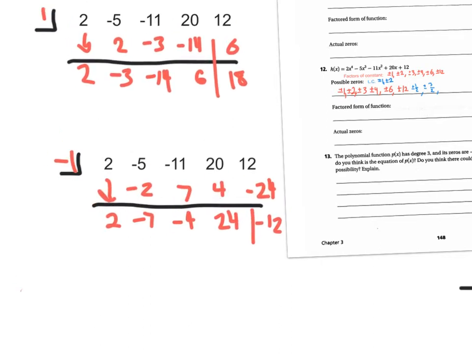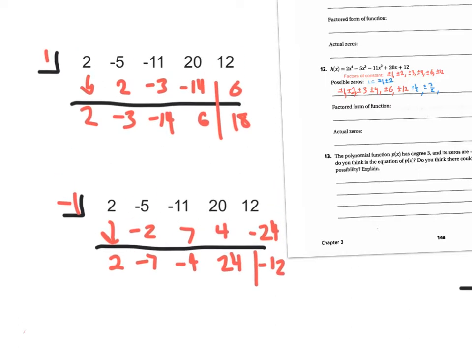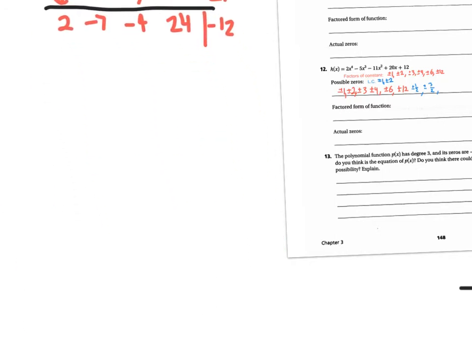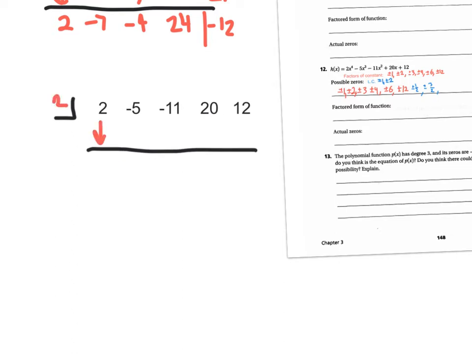Okay, so we already tried 1, right? That's right here. We tried 1, didn't work. We tried negative 1, didn't work. So we need to keep trying. I'll move this to the side, guys. We need to keep trying, and I'm going to try the next number that's in line, which is 2. So let's try 2, and the 2 comes down. 2 times 2 is 4. Negative 5 and 4 is negative 1. 2 times negative 1 is negative 2.